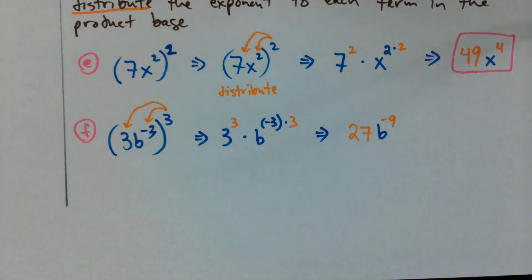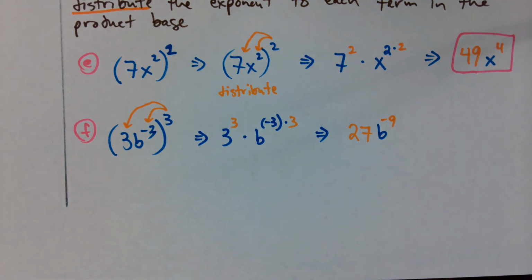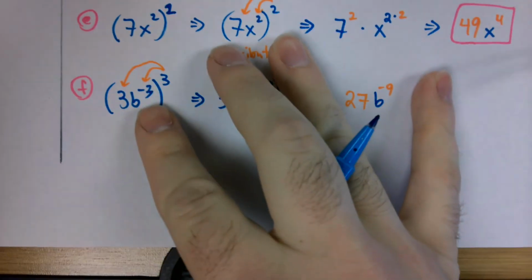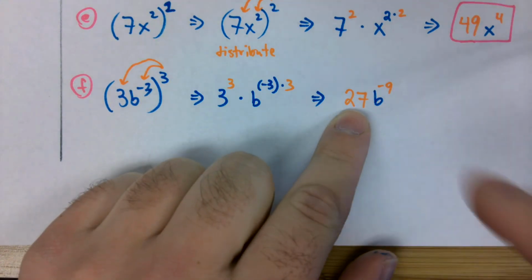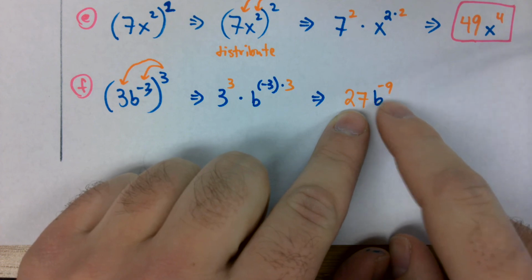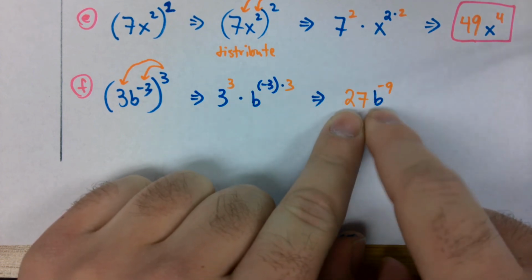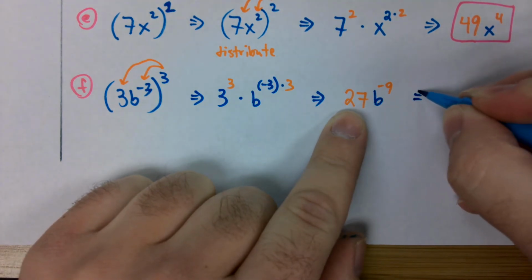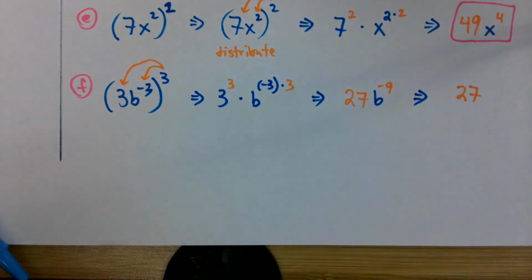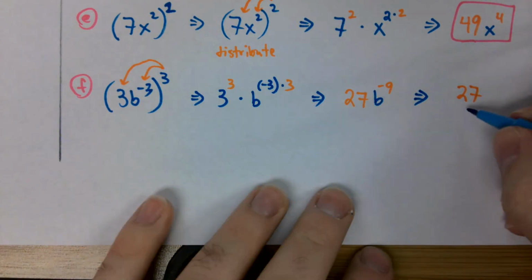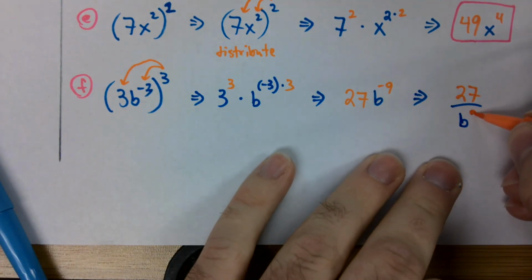Is that our final answer? No, what do we have to do, Jordan? We have to make our b to the negative 9 positive. Now this is where it gets interesting because our 27, again, does not get moved down. It doesn't have a negative 9. We already solved that exponent. The b is our term with the negative exponent, right? So 27 is going to stay in the numerator. B to the negative 9 gets flipped to the bottom and made positive.